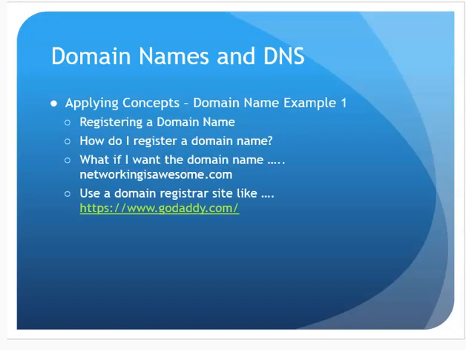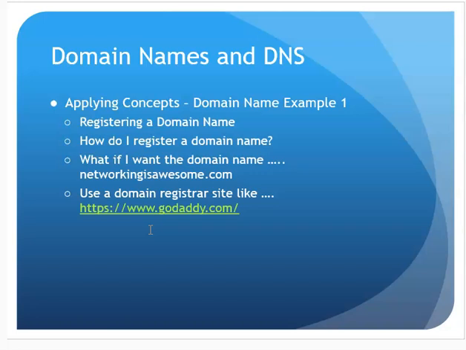Now, let's just apply a concept real quick to start understanding DNS. If you want to register a domain name, now I bought a domain name for my wife's business, for her web server. So when you buy a domain name, you go to a registrar, a place like GoDaddy.com, and you go in and search to see if the domain name you want is available. You know, networkingisawesome.com. You search to see if it's available. If it's not, you need to change your name. If it is available, you could buy it, and it might only cost you 20 bucks a year, 25 bucks a year to have that domain name.